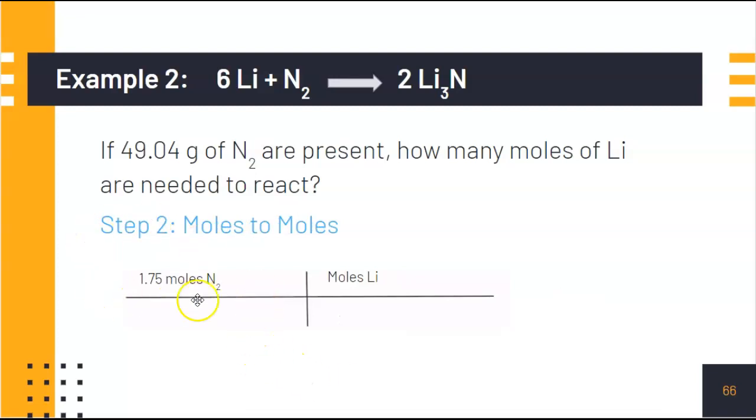So I'm going to put up here what I just figured out in my last problem, 1.75 moles of nitrogen. I'm going to put up here what I want to get to, moles of lithium. And what's going to go down here? Well, what do I need to cancel? Moles of nitrogen, right? So I look at my balanced chemical equation for my coefficients. I see an invisible 1 here, so a 1 goes here. I see a 6 in front of lithium, so a 6 goes here. So I'm essentially just multiplying 1.75 times 6, and I get 10.5 moles of lithium. Great. That's what I wanted to know.